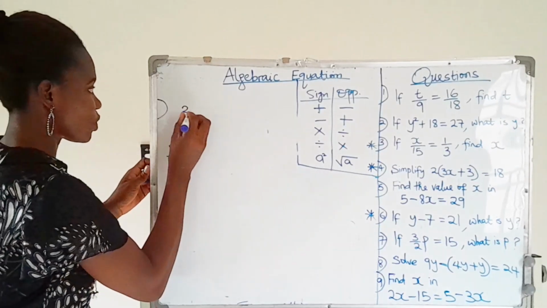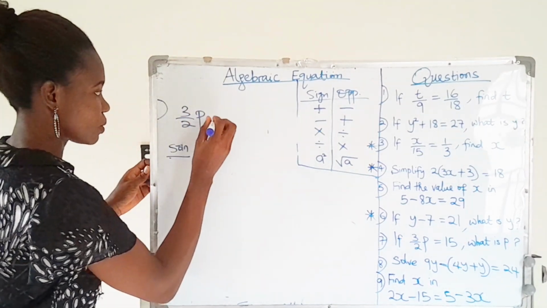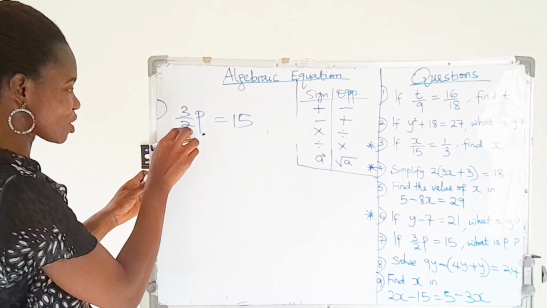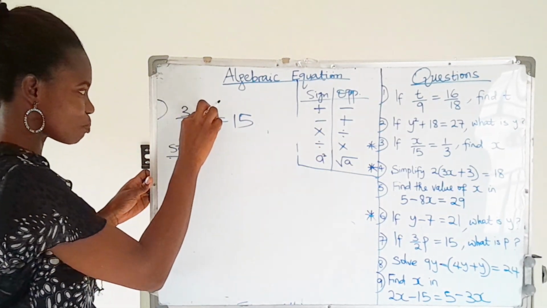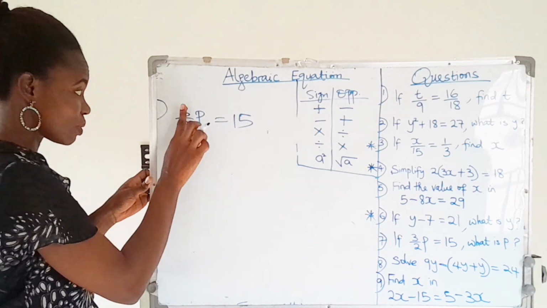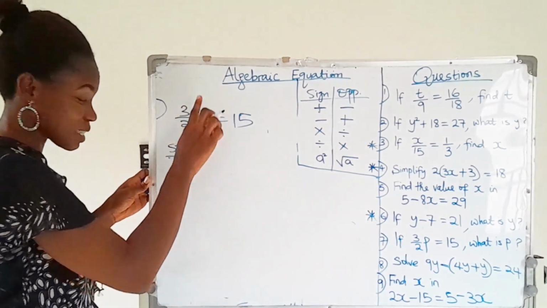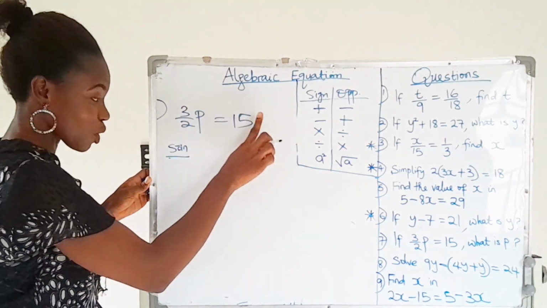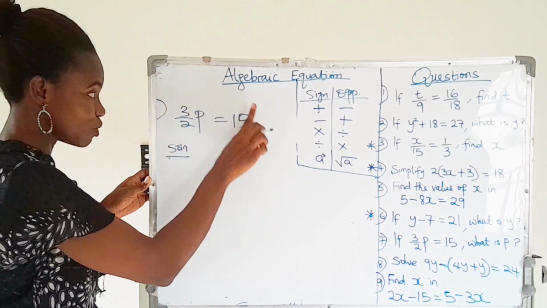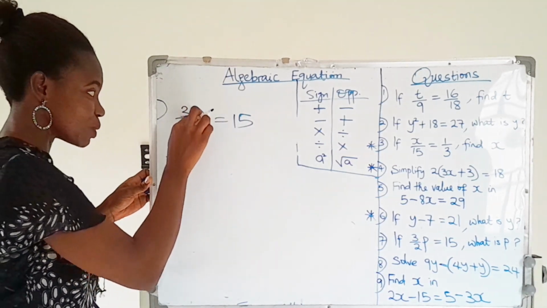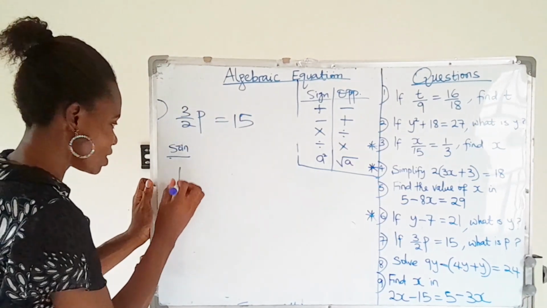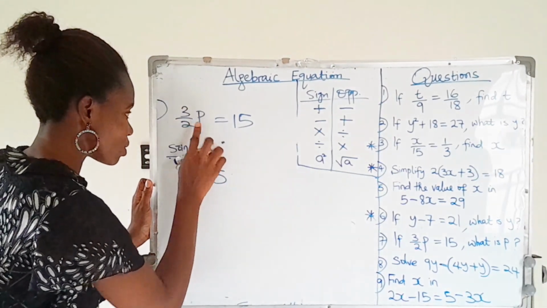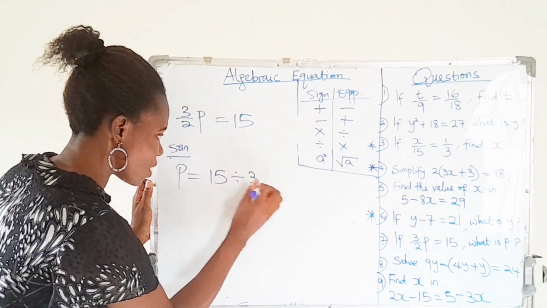We have 3 over 2p is equal to 15. Just like we have been doing in the other ones, the relationship between 3 over 2 and p is multiplication. This is a number, this is an alphabet, so there's an invisible multiplication sign there. So if this 3 over 2 is to move, if you collect like terms, this is a number, this is a number, so if it moves to the number, it's going to be the opposite of multiplication, which is division. So my p will be equal to 15 divided by 3 over 2.